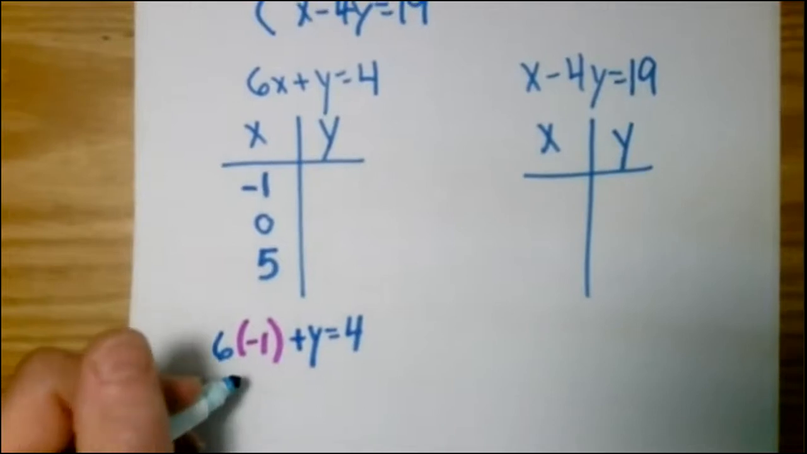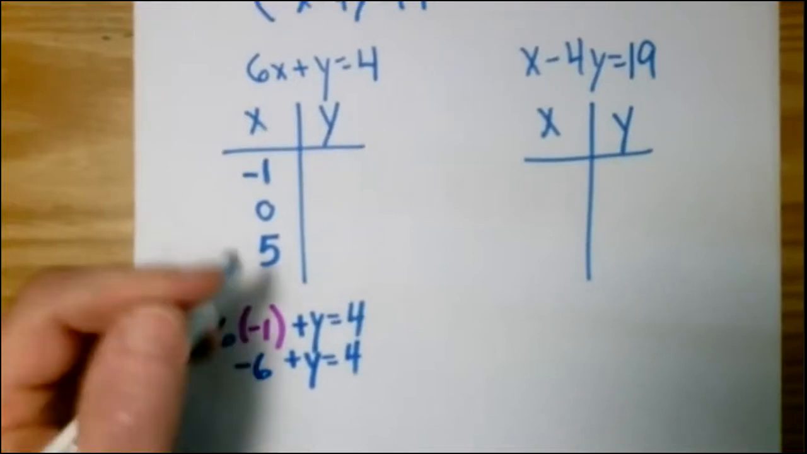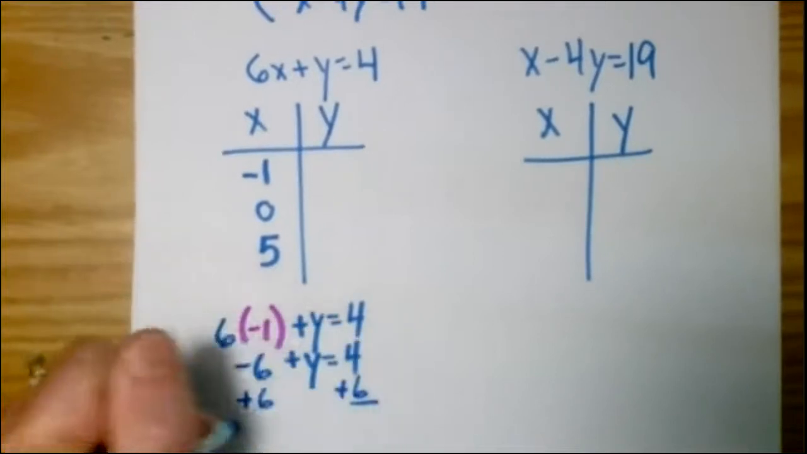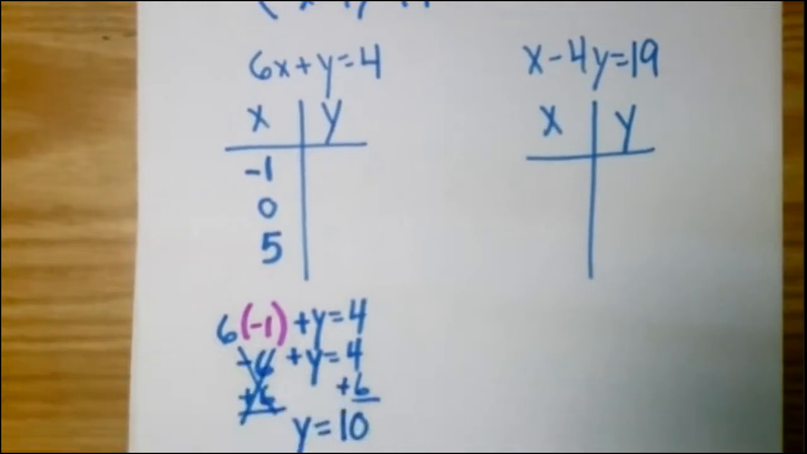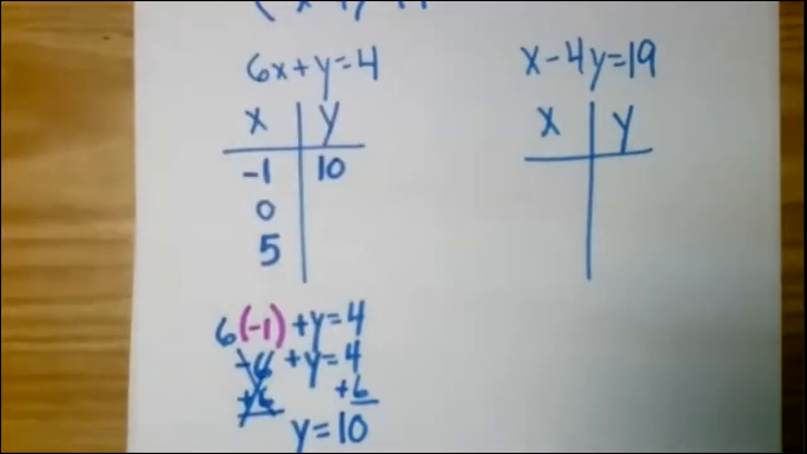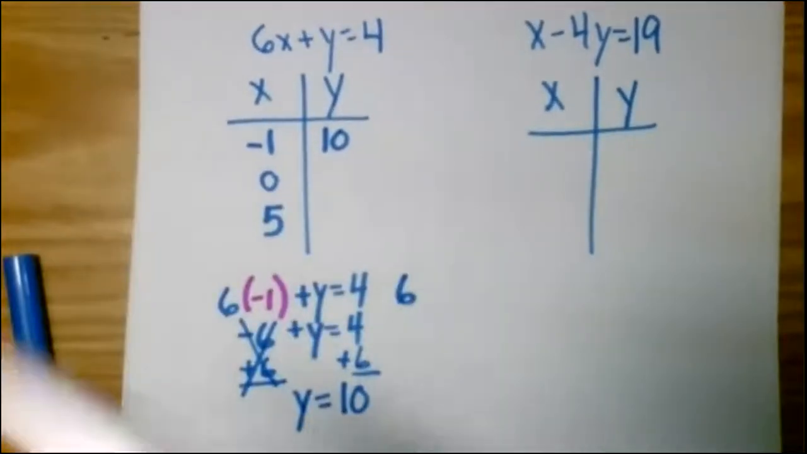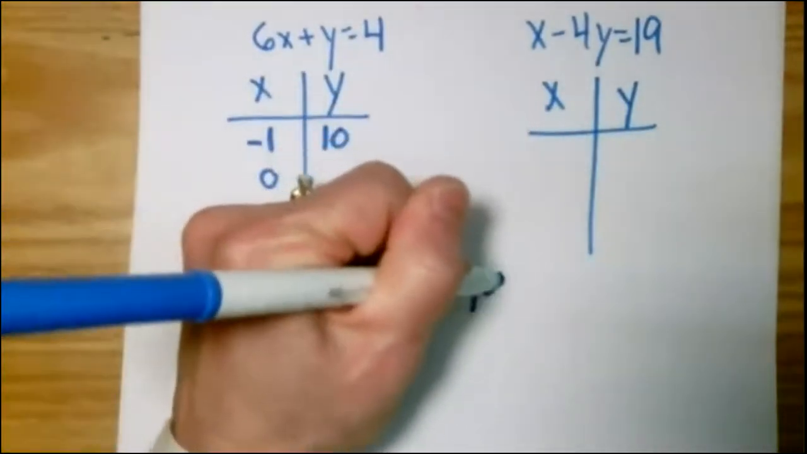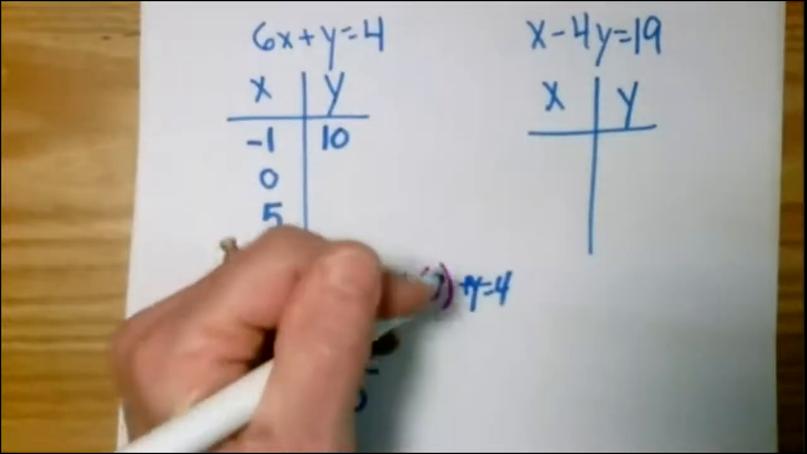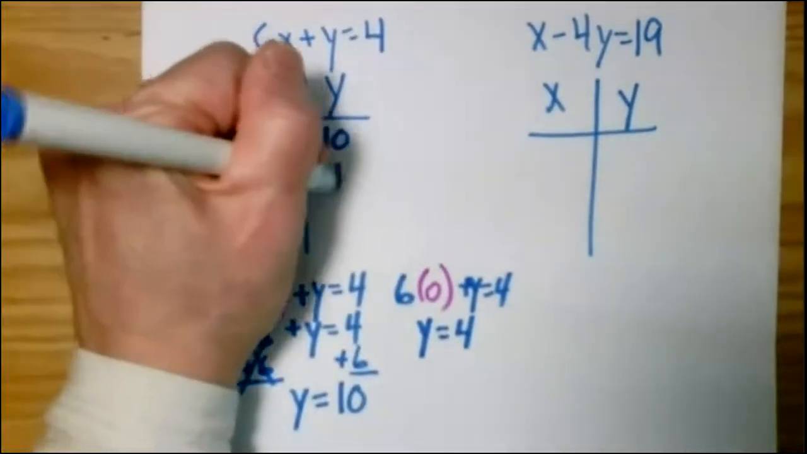So 6 times negative 1 is negative 6, plus y equals 4. I'm going to add 6. These are going to cross off. I'm left with y equaling 10. So that value is 10, that first point. I'm just going to get a couple of points so I can graph it. Then I'm going to plug in 0 into the same equation. 6 times 0 plus y equals 4. 6 times 0 is 0, so y equals 4. So 4 is our value for that one.